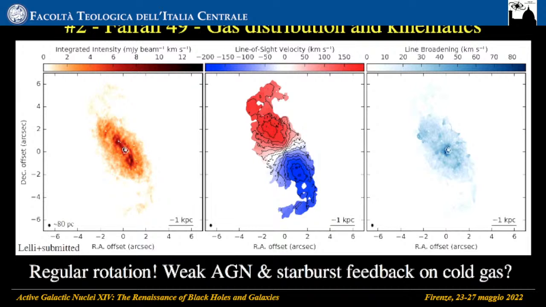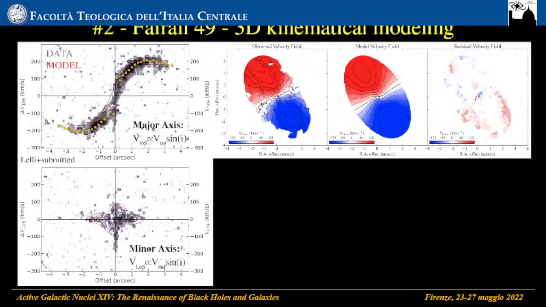Next, we can perform a full dynamical modeling. So this is, again, a position velocity diagram along the major axis. Gray is the data. Red is our best fit model. And the yellow points represent our best fit rotation curve. This is the observed velocity field. Of course, we model only the inner parts, not the outer tails. And the residuals are, again, of the order of tens of kilometers per second.